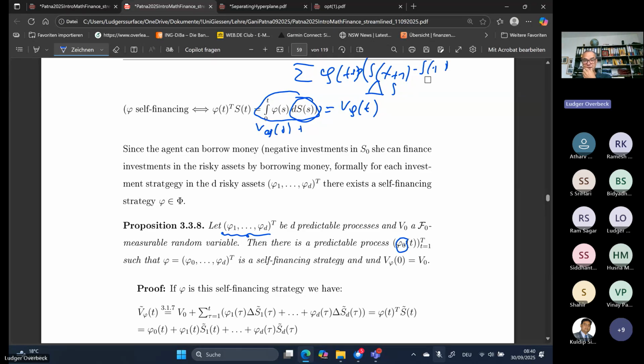Okay, and that is a proposition. And it's also reasonable if you want to invest a huge amount in risky assets. Of course, you can finance it by lending money.